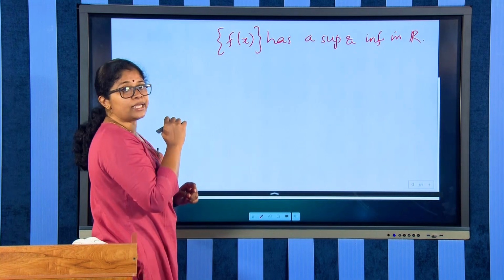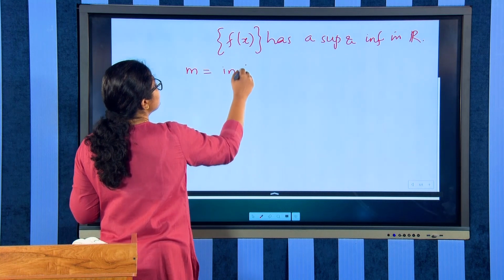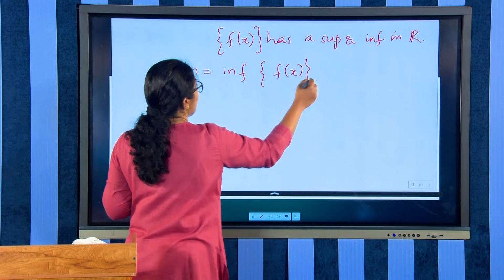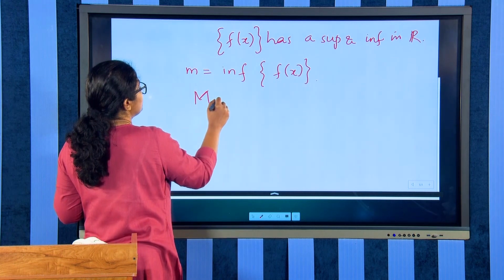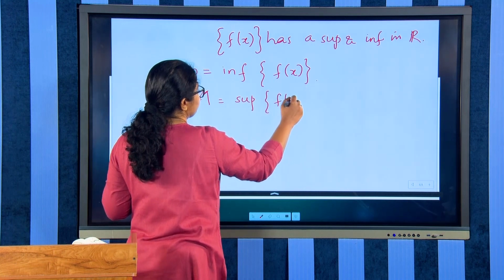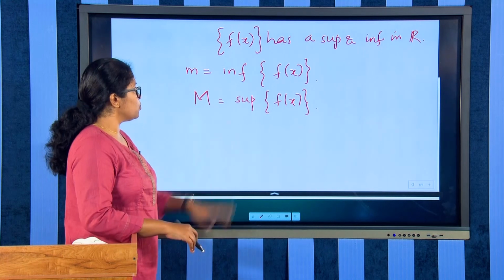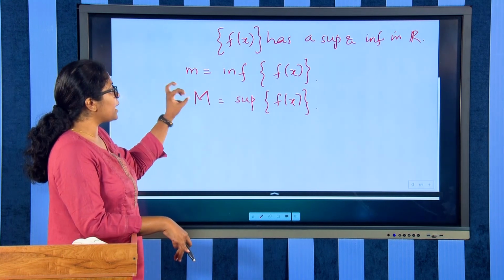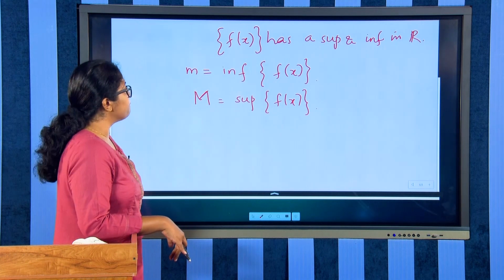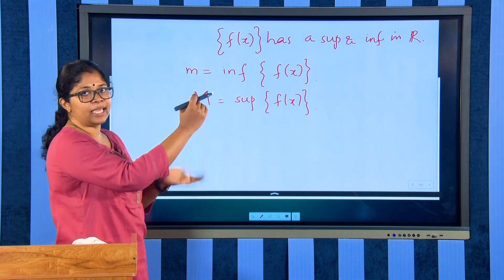So, let us denote the supremum and infimum by some numbers. Say small m is the infimum of this set f(I), and capital M we are going to define as the supremum of f(I). Okay, so far so good. So we have defined capital M to be the supremum and small m to be the infimum. So the image set has a supremum and an infimum.